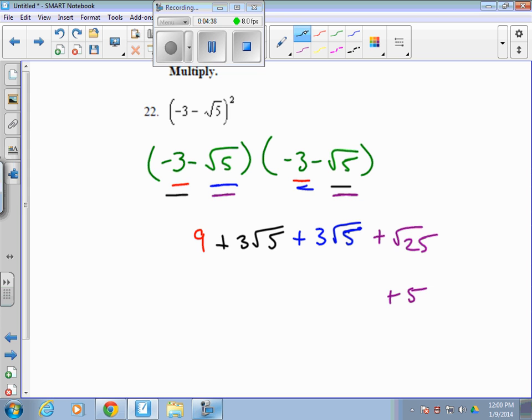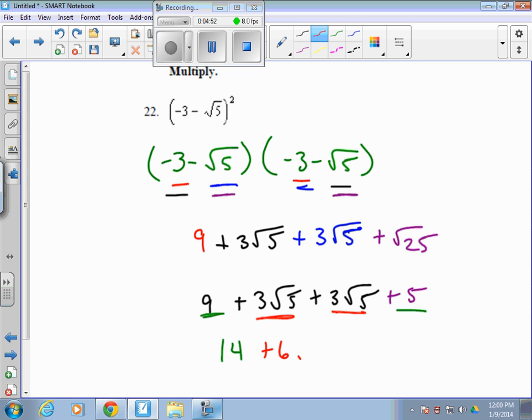So when you combine all the rest of your terms, 9 plus 3 square root of 5 plus 3 square root of 5 plus 5, when you put your like terms together, 9 and 5 go together and give you 14. And 3 plus 3 is plus 6 times the square root of 5.